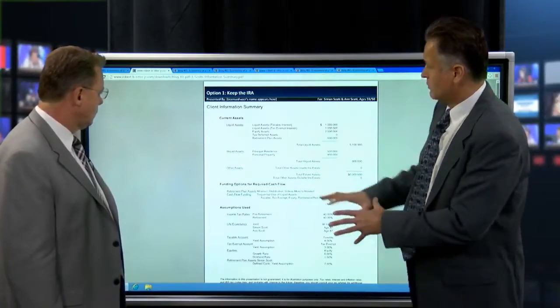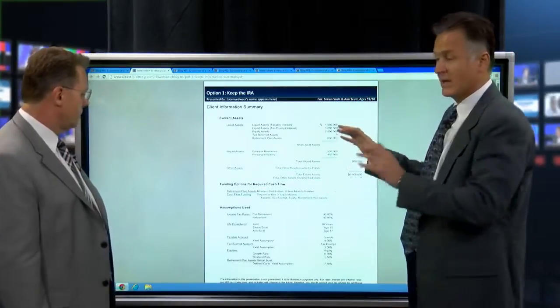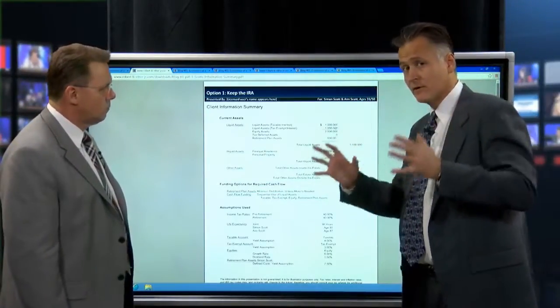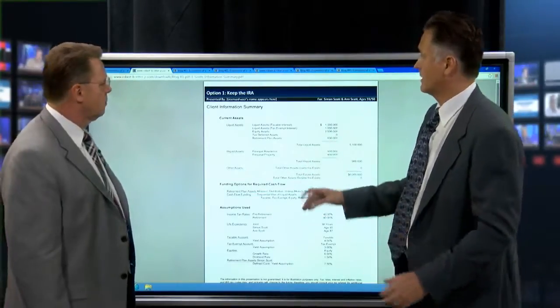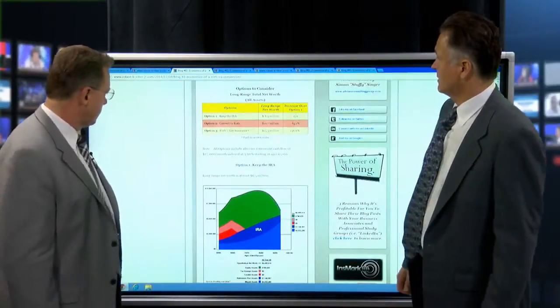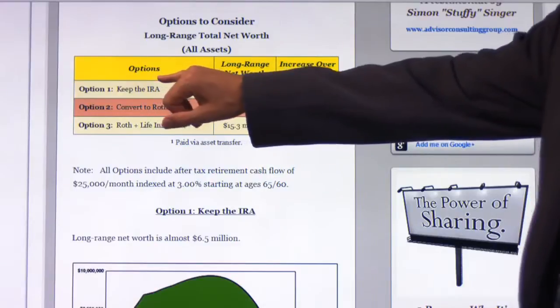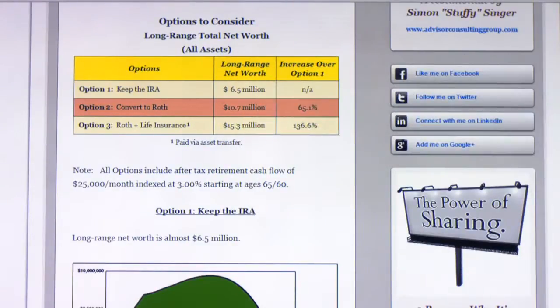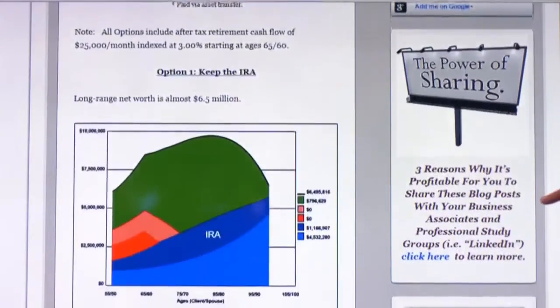So what we want to do is look at this situation and see if they just left their IRA alone and didn't convert it to the Roth, where would we be? And let's take a look at that. And again, just to summarize, what we're going to show you is keep the IRA. Their long-range net worth is going to be $6.5 million. And let me show you what that looks like.